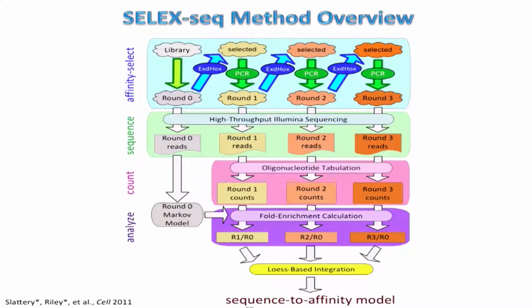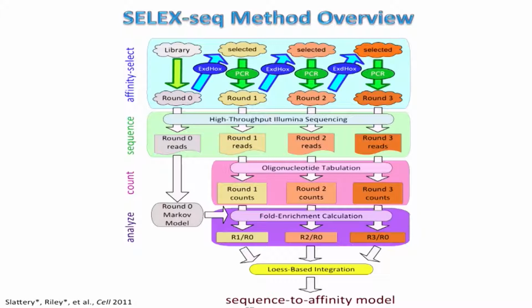So we get our FASTQ read files, and then here is where we start doing oligonucleotide tabulation. We basically count k-mers at different lengths. And from the round 0 reads, we build a Markov model to model any nucleotide or sequence biases in the initial pool. Using the Markov model, we can then calculate the fold enrichment: R1 over R0, R2 over R0, and R3 over R0. So this is the relative enrichment after each round.